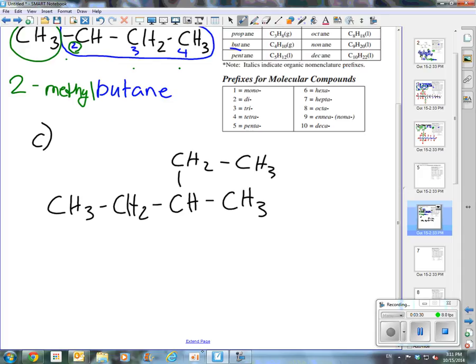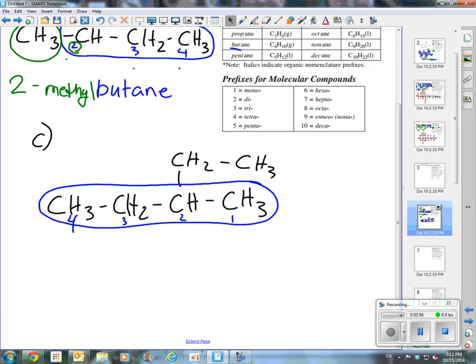Okay, so I'm going to try to find the longest parent chain here, and that longest parent chain will do the simplest one here. Now note, when I go to number this parent chain, I want to make sure that the branch is on the lowest number, so I'm going to number this way. 1, 2, 3, 4. Okay, so 4 carbons in my parent chain. That means, again, we've got butane on our hands.